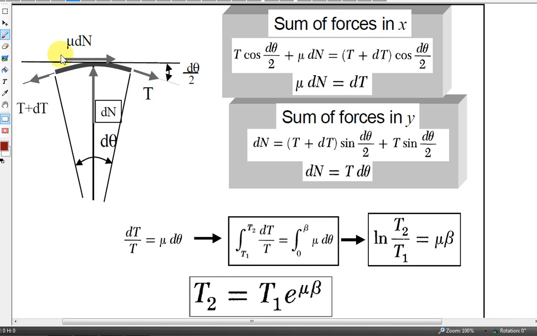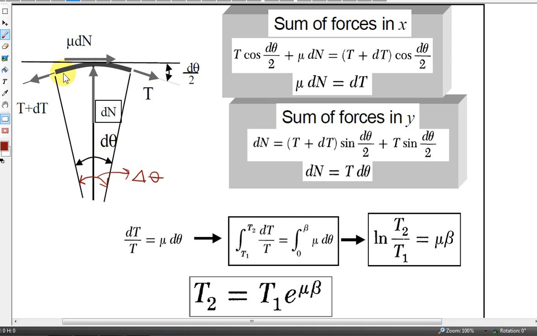This horizontal line here is just a reference line for the horizontal forces acting on this section of the belt. The belt subtends an angle of d theta. That's this angle here. Now, it is probably better to have delta theta here rather than d theta. D theta is the result of taking limits. So consistent with previous videos in this playlist, I would write delta theta here.